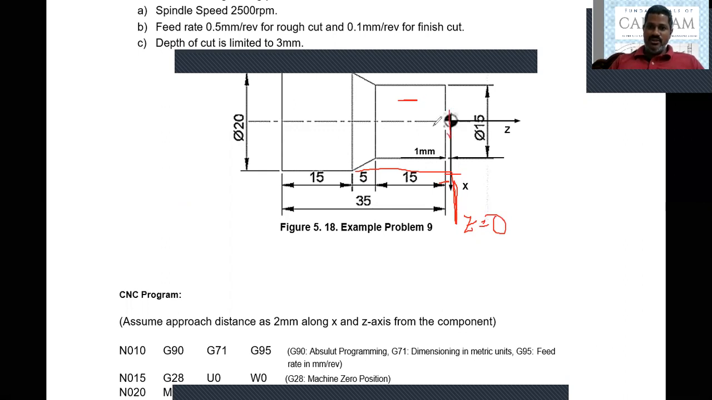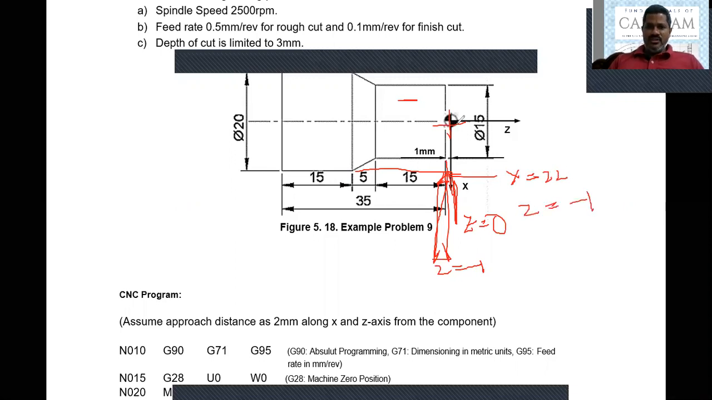So this is our 0,0 point. I am moving 1 mm. So here the Z value is -1. So now my tool is exactly at this location. The coordinate values at this location are X equal to 22 and Z equal to -1.